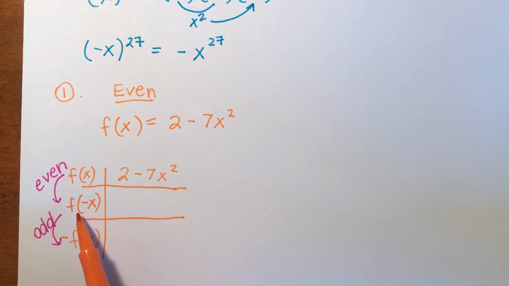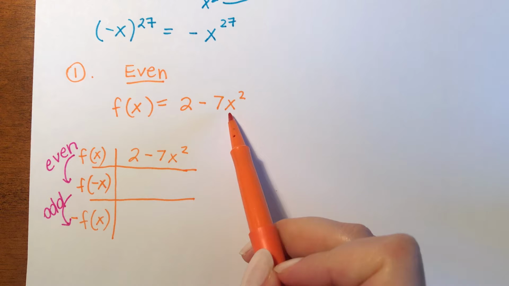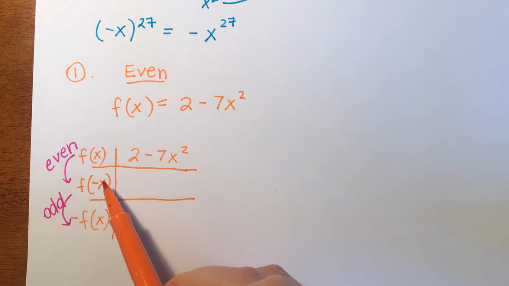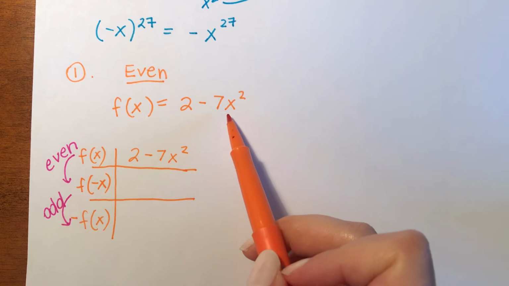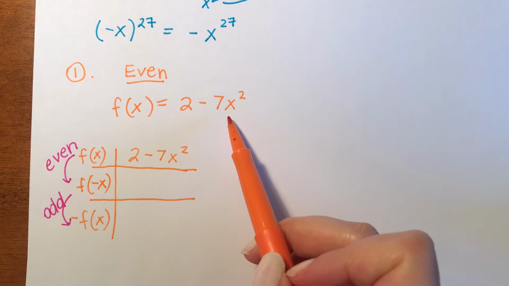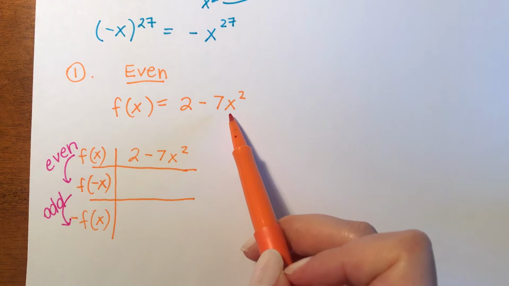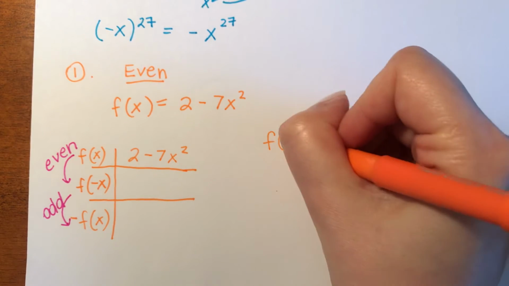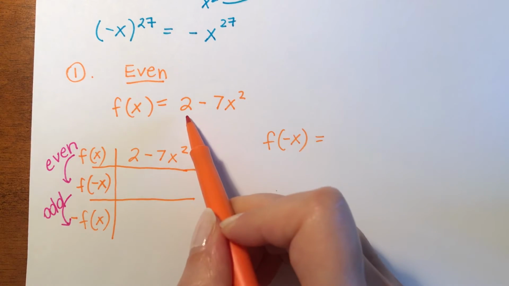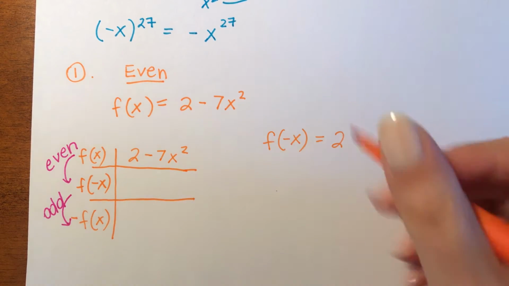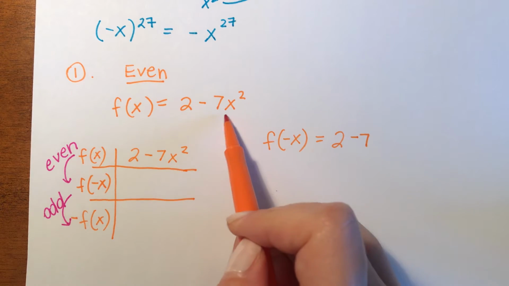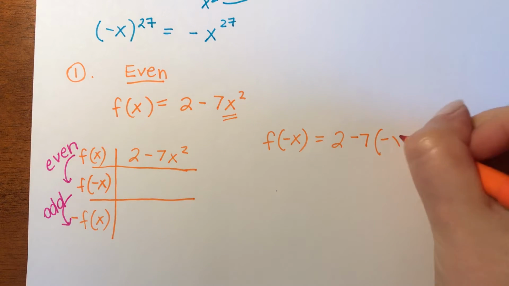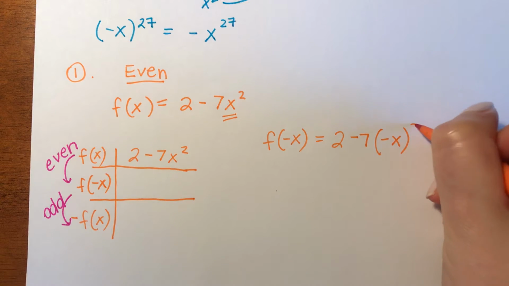Okay. Next, we need to calculate what's f of negative x, which means every x that you see in the original function, you're going to replace with negative x. Okay. In this case, I only see one x, but I can have 10 x's. I can have as many x's as the function has. So every single x that you see, you're going to substitute x with negative x. So f of negative x, 2 stays the same, then the negative 7 stays the same, and then my x becomes negative x, and then I have to the second power, okay?